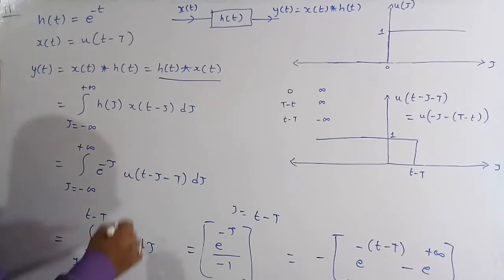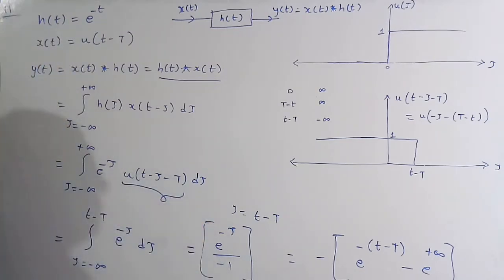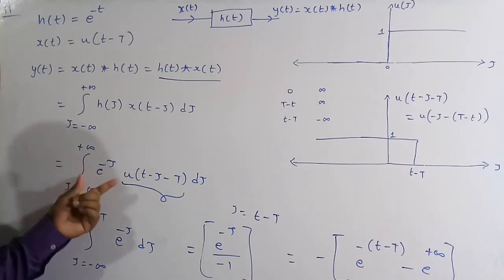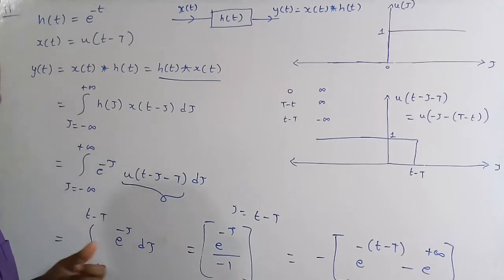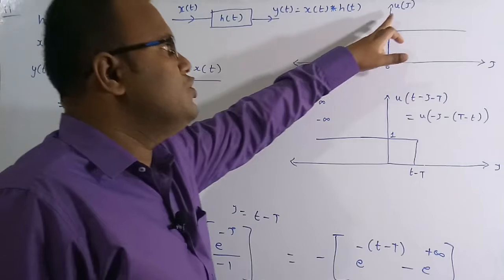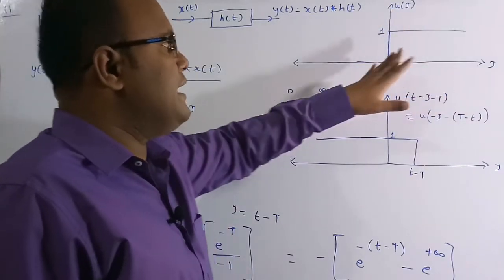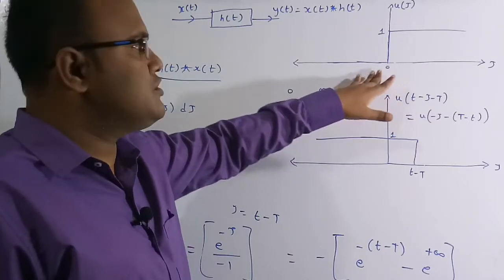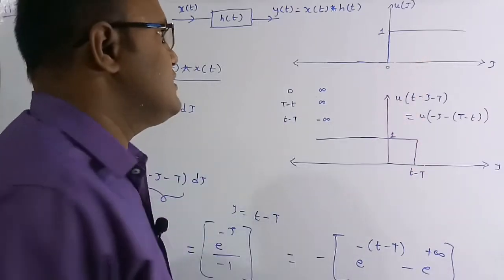Now I need to draw the graph of u of t minus tau minus T, and only then can I know the accurate limits. This is the general limits, tau equal to minus infinity to plus infinity. With the help of this function, I am going to redefine the limits. First, in order to draw this, we need to know what u of tau is. u of tau exists from tau equal to 0 to infinity: at tau less than 0 its value is 0, and at tau greater than 0 its value is 1. This is the thing for u of t.